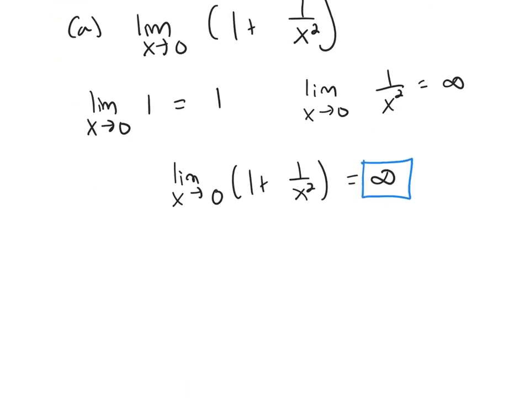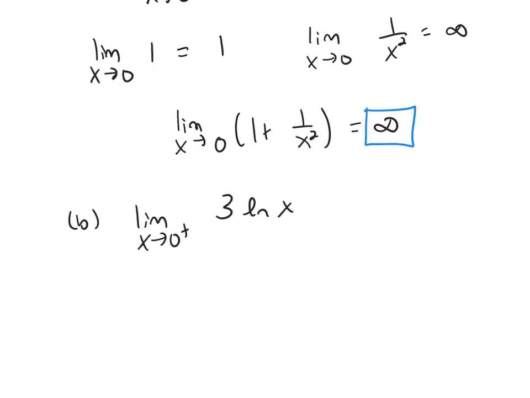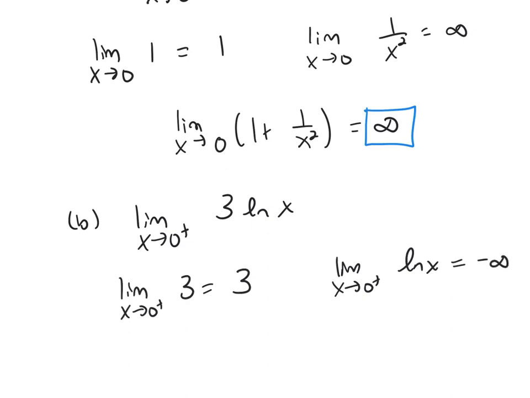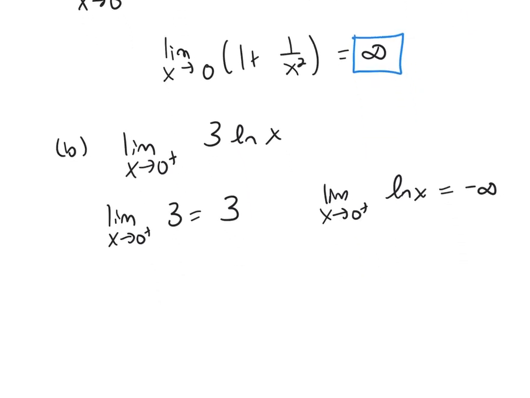Our next function we're going to look at is the limit as x goes to 0 of 3 times natural log of x. And so this one is a product, so if I split it up, what's the limit as x goes to 0 from the right of 3? That's just 3. And the limit as x goes to 0 from the right of ln of x. If you graph this, you'll see this limit is negative infinity. And so then this product limit would equal negative infinity.